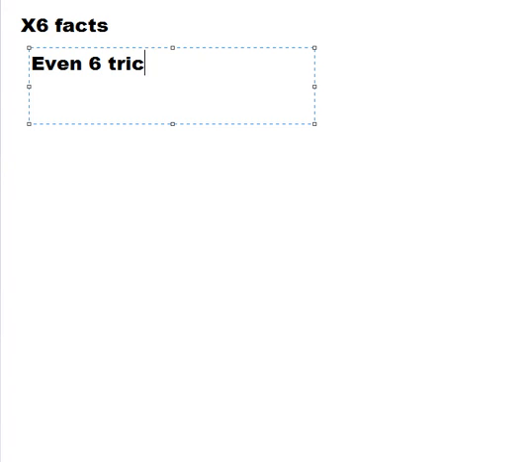The easy one is called the even 6 trick. So we're going to write that one down. Even 6 trick. The even 6 trick is only used when 6 is being multiplied by an even one-digit number. 6 times an even one-digit number.